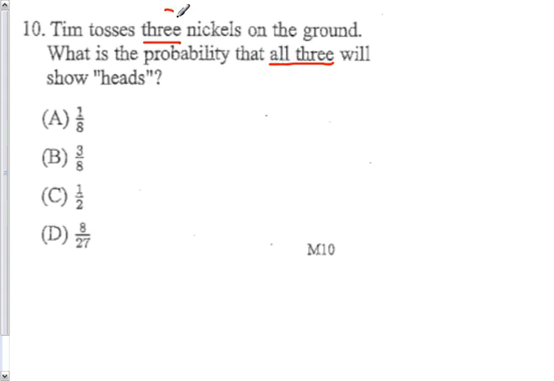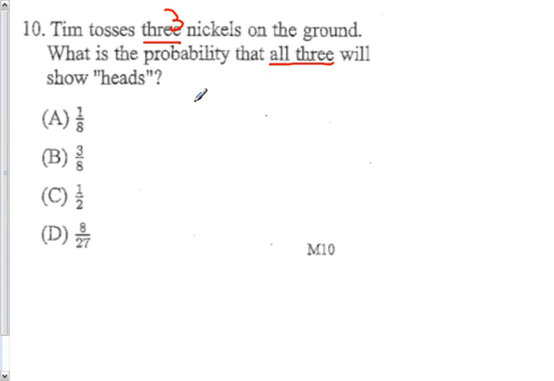So we have 3 nickels here, and they like to sometimes write the numbers out in word form instead of in numeric form. And if you read that wrong, you would read Tim tosses the nickels on the ground. What is the probability? If you miss that, then you might just put half, because the probability is 1 out of 2 that he will get a heads on a fair coin. But we want all 3 to show heads.